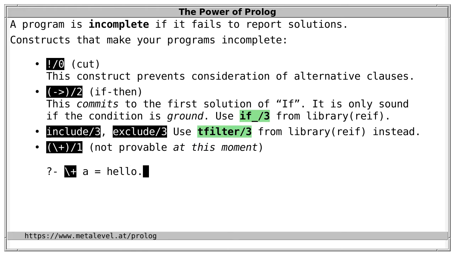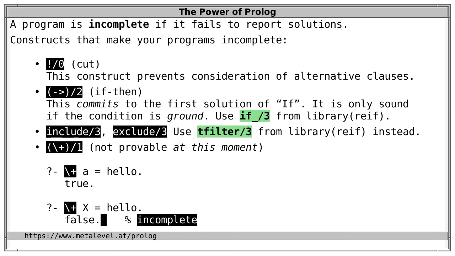For instance, we can ask, is it not provable at the moment that equals of A and hello holds? And we get yes, that's not provable. However, if we pose a generalization of this query, namely, is it not provable that equals of X and hello holds? Then we get no, that's not provable at this point in time. Clearly, because there is a solution where X is actually equal to hello.